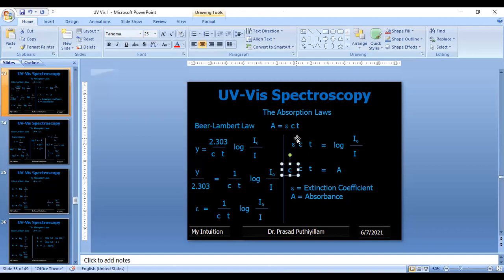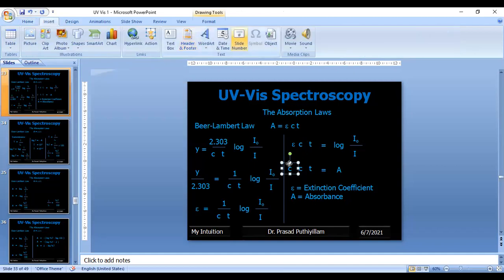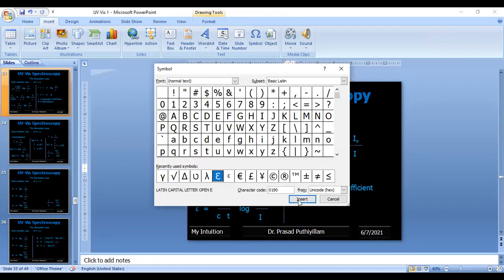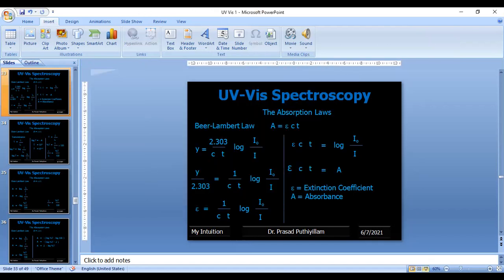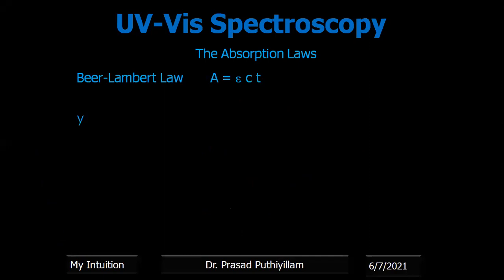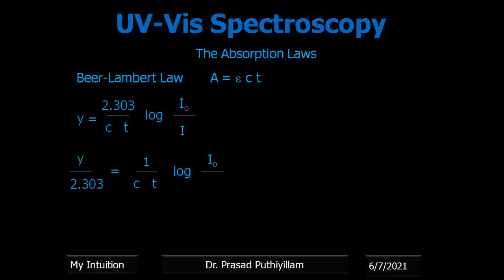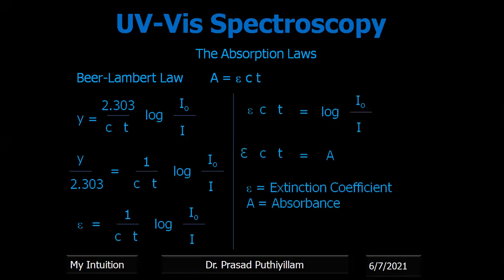It's not c, we need epsilon. So I can take it from the insert option, symbol. Epsilon is there. Insert, close. So we can say that epsilon ct, I put it. We need to rearrange all. So we got epsilon, the bigger epsilon. It is the extinction coefficient.